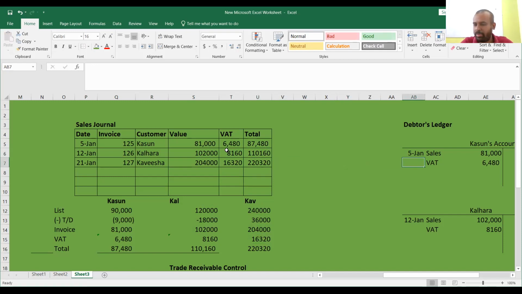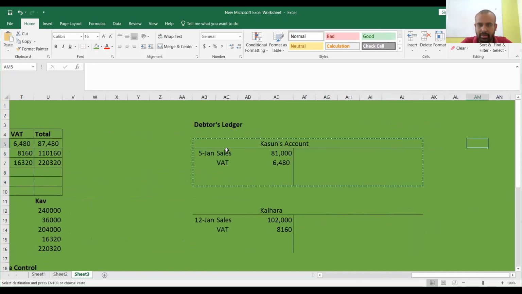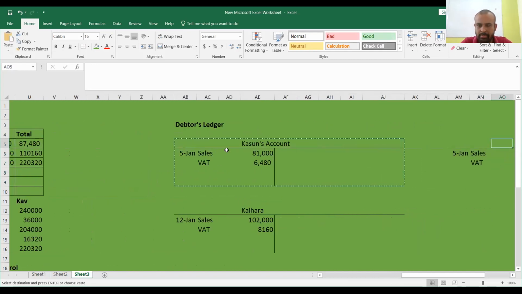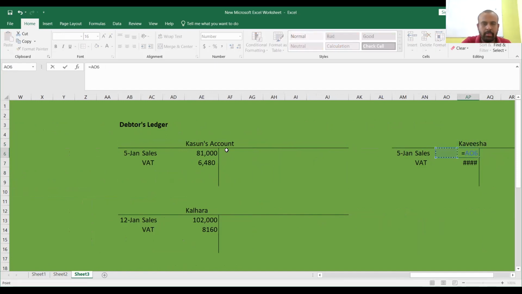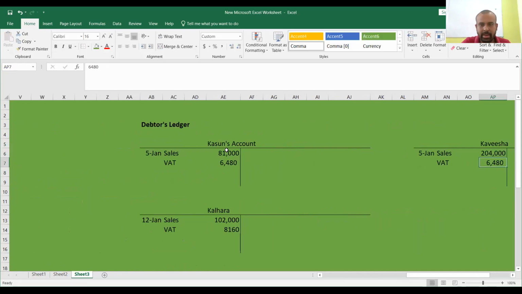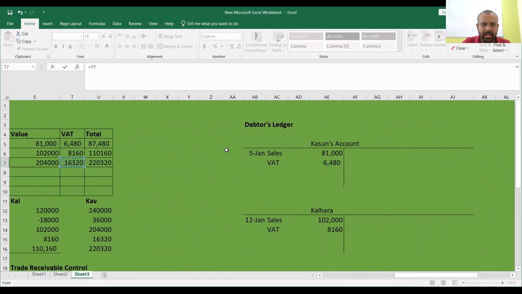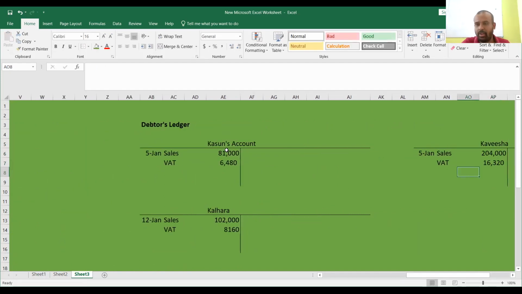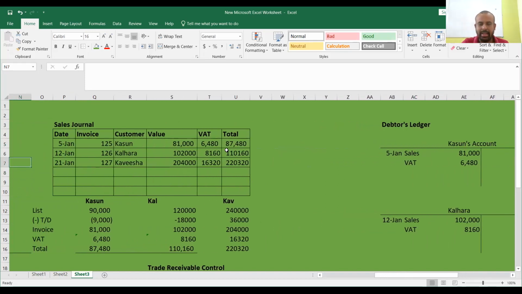Okay, and at the same time you need to update the individual debtor account. You must update the individual account. It's 104,000. Value added tax is how much? 16,320. Okay, now everything is fine, right?